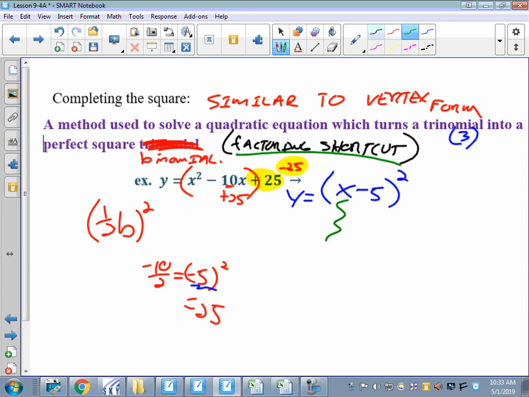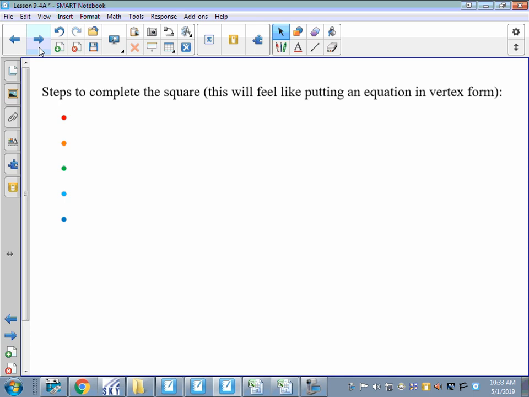So your x value is going to be your variable, and then this number here is your half of b. That's always going to be the case for your factoring shortcut. You can put your variable there, and then your half of b in there, and that'll be your answer. Okay, so let's get to how we take steps to complete the square.